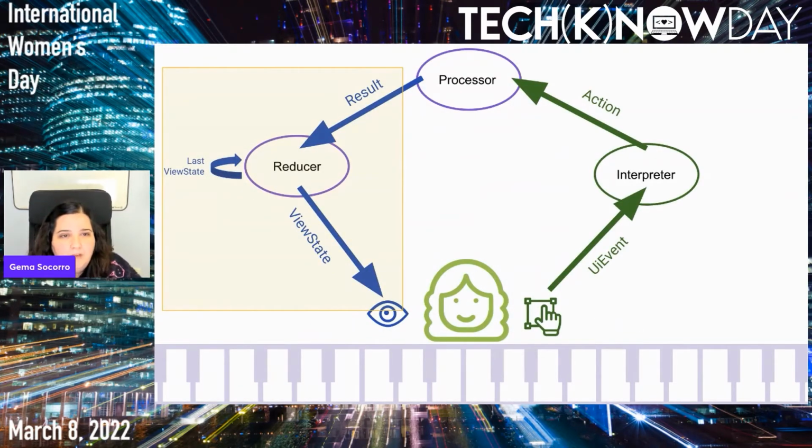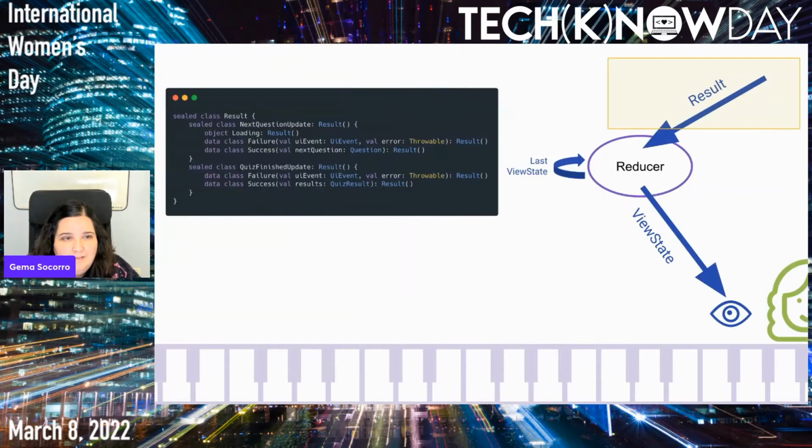And then once we have the result, we are going to this part and then I'm going to implement the reducer and get the view state. We are going to see. So in the case of the result, for my case, I will have two results, which will be next question update. It will be an update that could have three different states. It could have a loading state, which I can send as a first emitted element to reflect in the UI that we are loading the question. And also I have a failure and a success state. In the failure, I will have all the information I need to show the error in the screen. And in the success, I will have the next question that will be the next change I need in the screen.